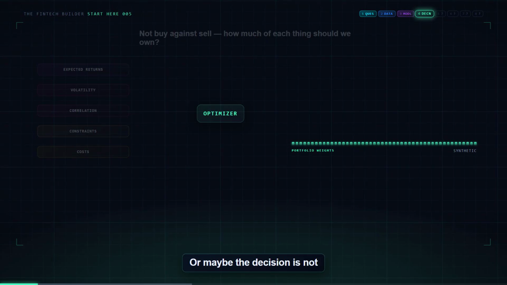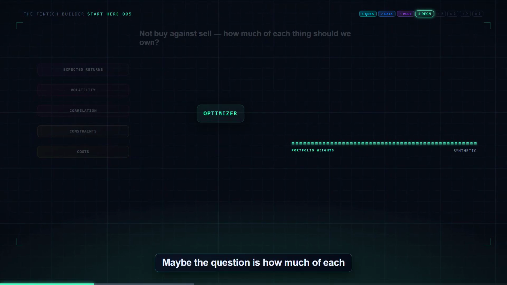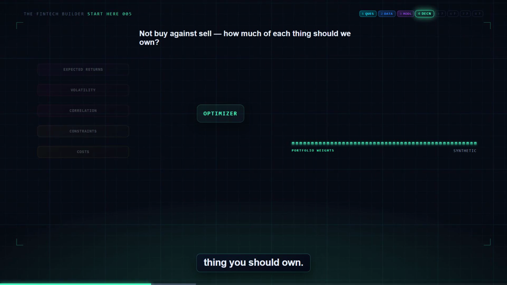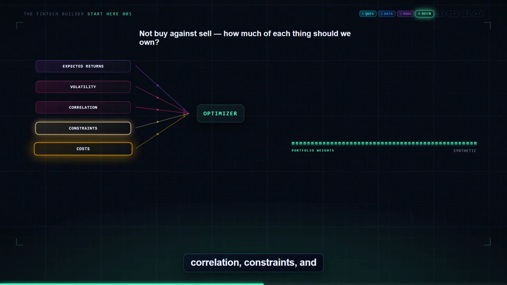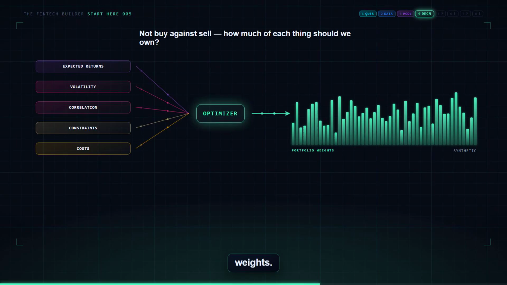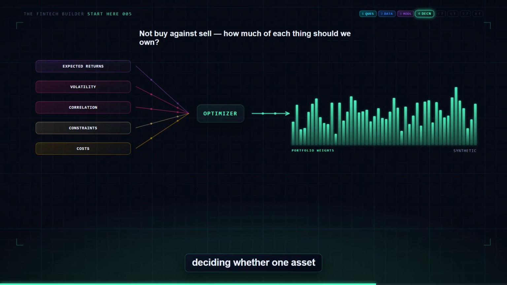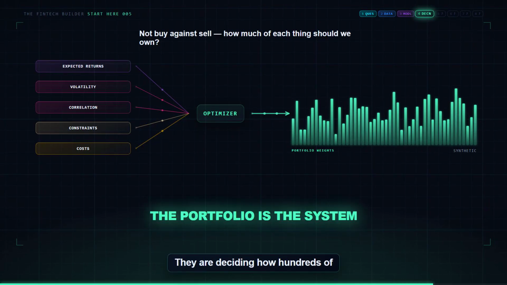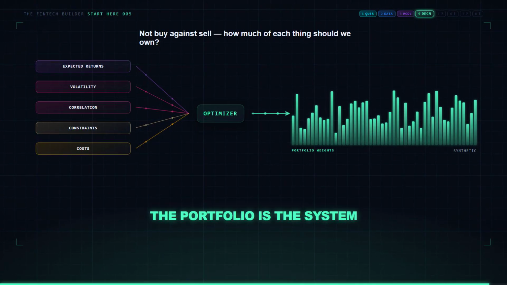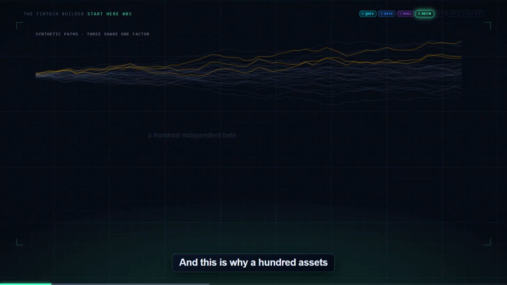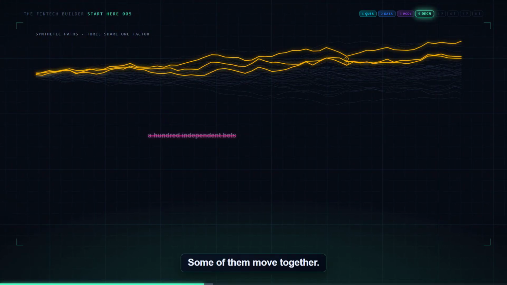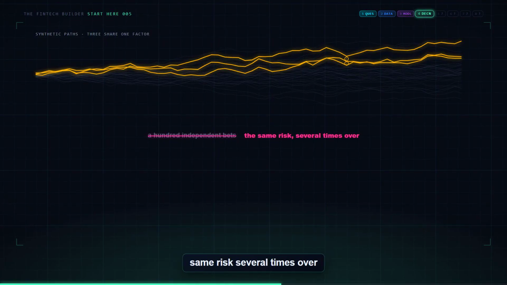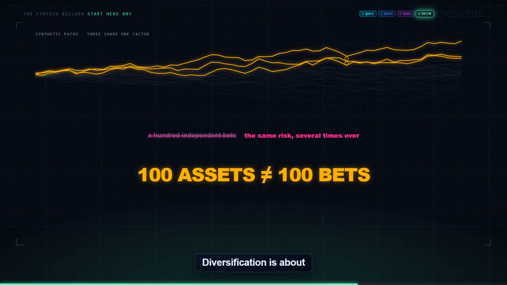Or maybe the decision is not buy against sell at all. Maybe the question is how much of each thing you should own. An optimizer takes expected returns, volatility, correlation, constraints, and costs and turns all of it into weights. A portfolio quant is not deciding whether one asset looks attractive. They are deciding how hundreds of positions should behave together. And this is why 100 assets do not necessarily give you 100 independent bets. Some of them move together. When they do, you are holding the same risk several times over without noticing it. Diversification is about relationships, not about counting names.